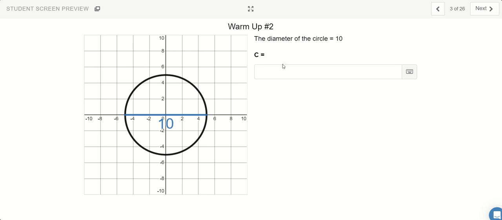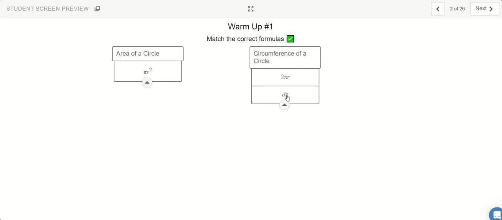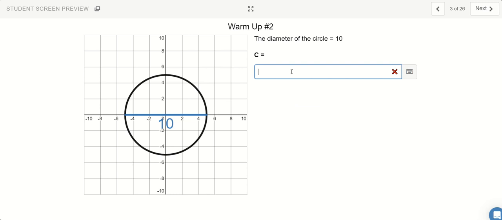So here we're trying to find the circumference. Remember, looking back, circumference is diameter pi. So let's put diameter pi. And in this case here, the diameter is going to be 10. So we're going to delete the input 10.